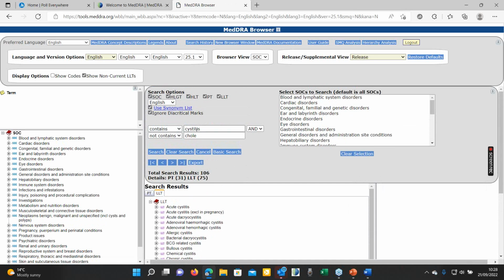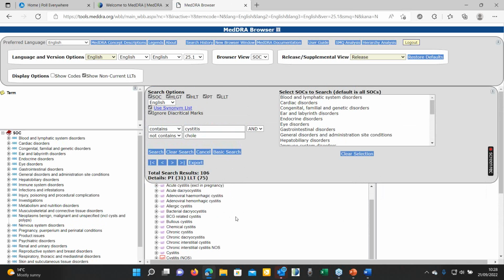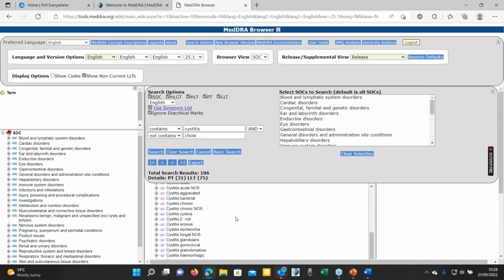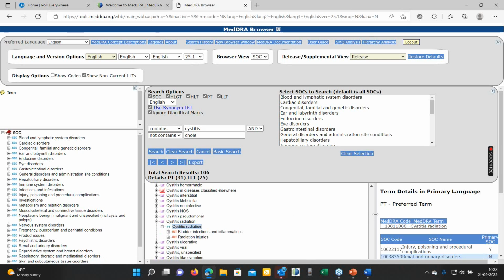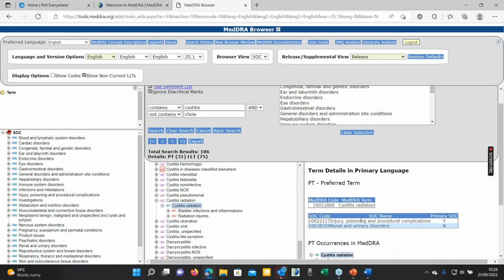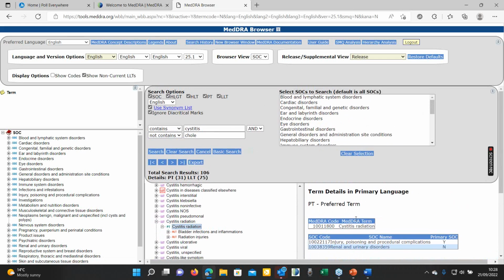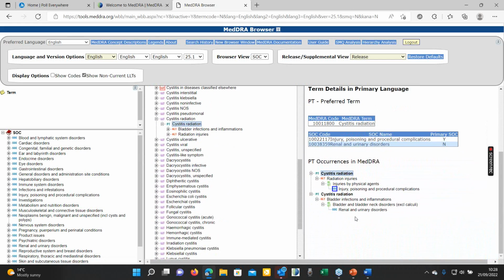I've done an advanced search that is looking for cystitis terms, but not coli. This will avoid all the cholecystitis terms. This makes it easier. I haven't got 121 and we can look down. And this is the one that some of you gave us, which was cystitis radiation. And I can see that that's under bladder infections and inflammations, but also radiation injuries. If I put my cursor on it, I can see the right-hand side here. The primary is the injury poisoning. So the primary is the radiation injury.